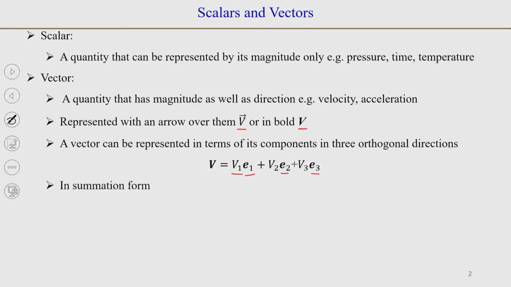Now, this can also be written in the summation form. So, this looks a bit intimidating, where we write v is equal to summation i is equal to 1 to 3 of v_i e_i, where i can go from 1 to 3. So, if we expand it, we will get this. If we substitute i is equal to 1, the first term will be v1 e1, that is what we have here. The second term, i is equal to 2, v2 e2, and then i is equal to 3, v3 e3.